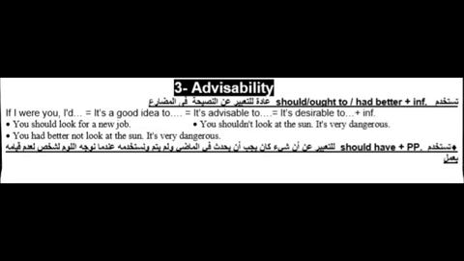حلو أوي. بستخدم كمان should have plus pp للتعبير عن أن الشيء كان يجب أن يحدث في الماضي ولم يتم، ونستخدمه عندما نوجه اللوم للشخص لعدم قيامه بعمل الشيء. should have. okay.